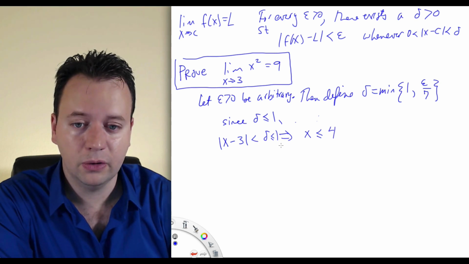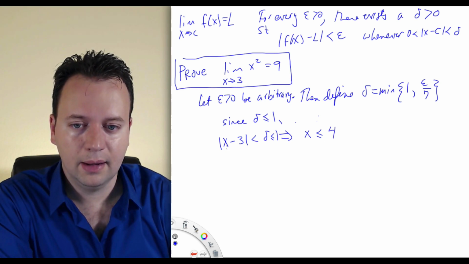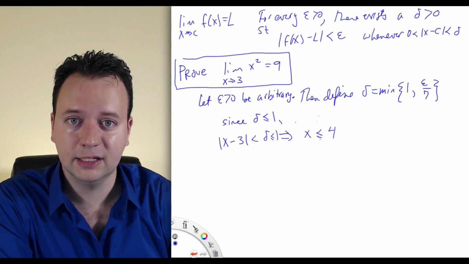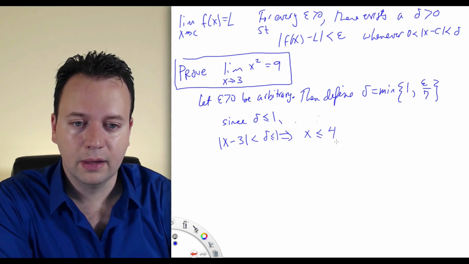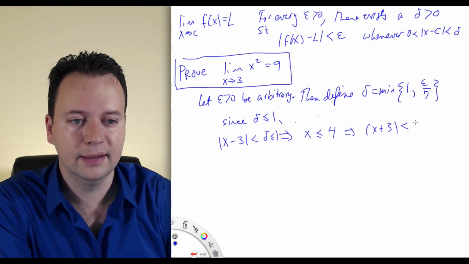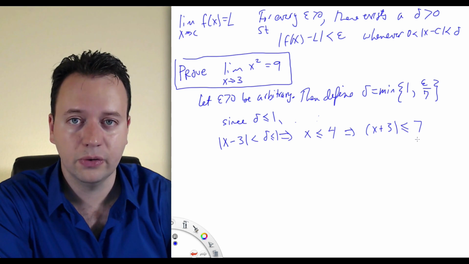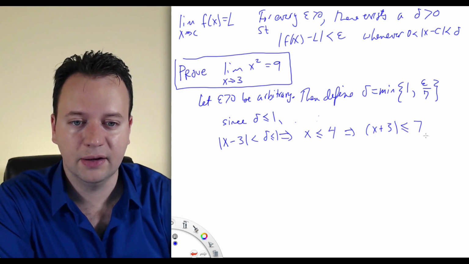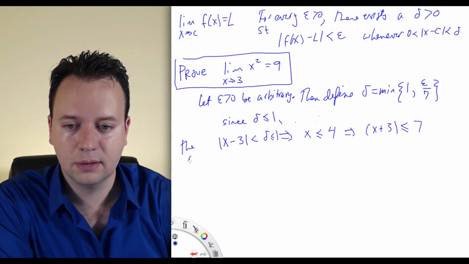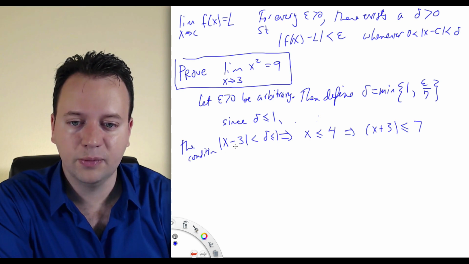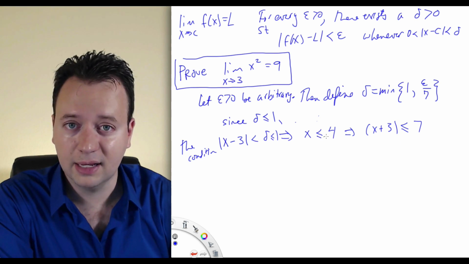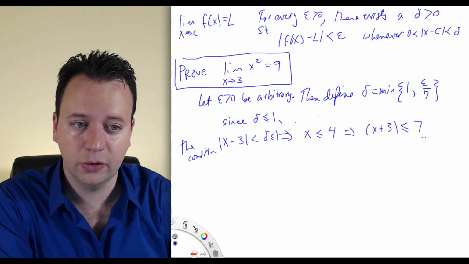So since delta is less than or equal to 1, the condition that x minus 3 is less than delta implies that x has to be less than or equal to 4, right? Which implies that x plus 3 has to be less than 7, or less than or equal to if you want. So x plus 3 has to be less than or equal to 7. Since delta is less than or equal to 1, the condition that x minus 3 in absolute value is less than delta therefore implies that x is less than or equal to 4, which implies that x plus 3 is less than or equal to 7.